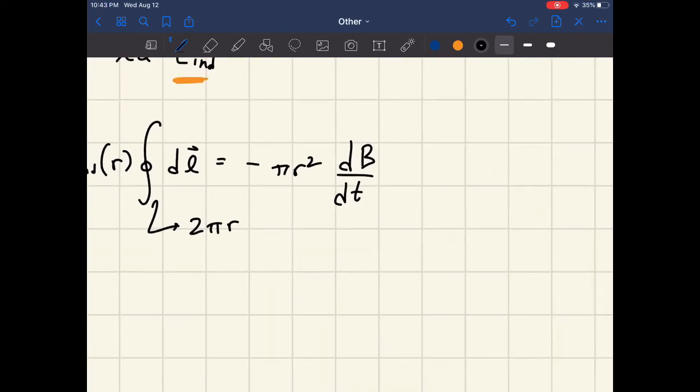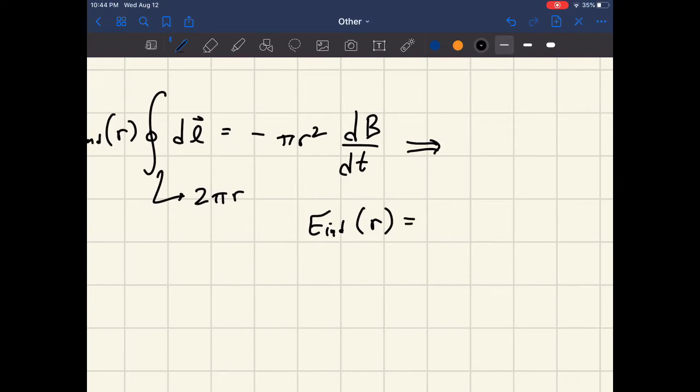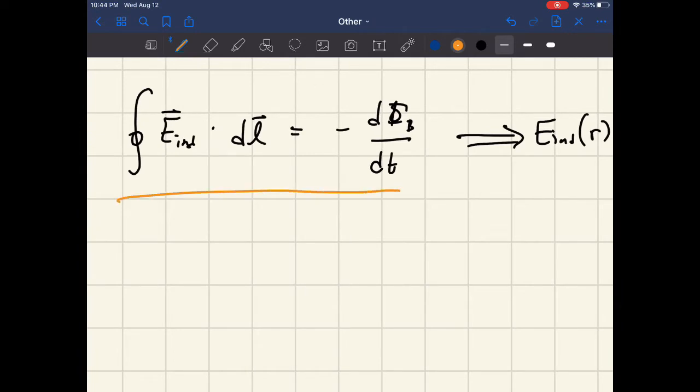So therefore, we finally get that the E-induced function as a function of r is equal to negative r over 2 times dB dt. Let me underline this entire thing in orange so that you know that this is referring to Faraday's law.